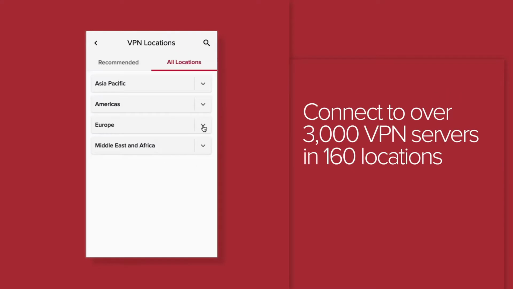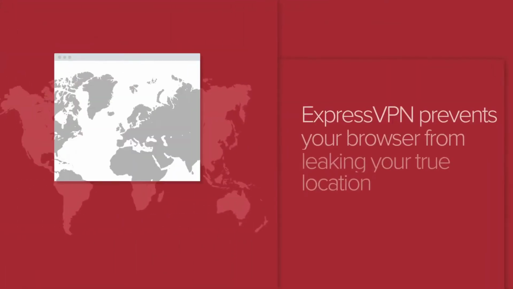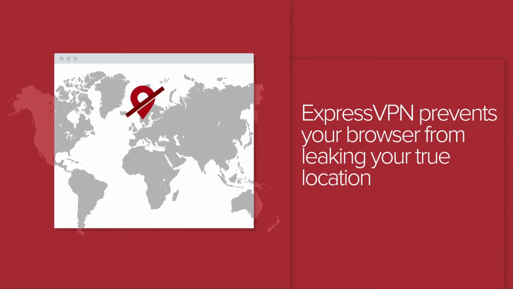ExpressVPN has some servers that can unblock geo-locked content and bypass VPN bans on sites and apps like Netflix, Hulu, HBO, Amazon Prime Video, and BBC iPlayer.